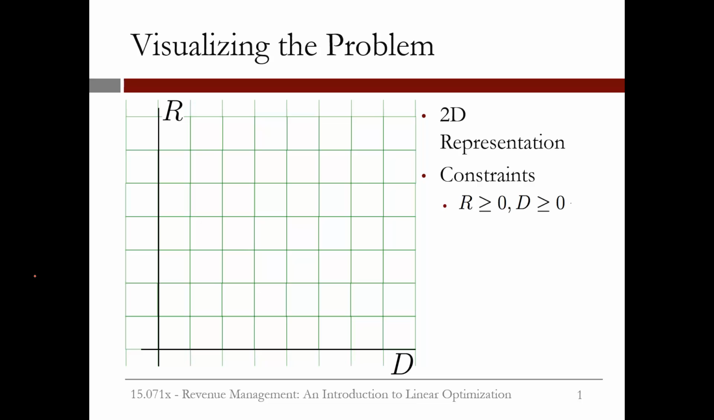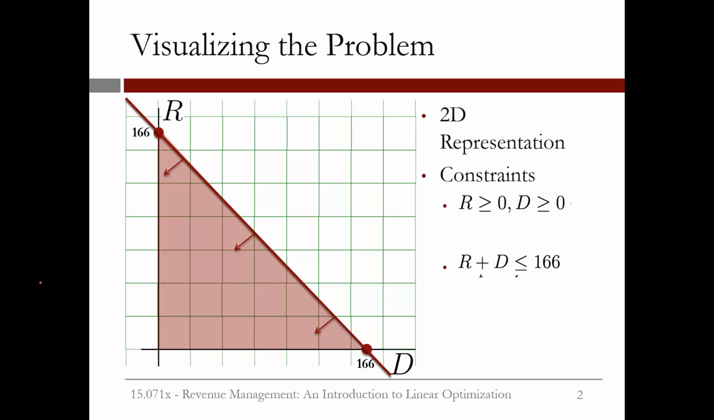We first have non-negativity constraints, so R and D are both greater than 0. We can plot the capacity constraint, R plus D less than or equal to 166, which is shown as the red line here. Our solution has to be to the left of this line according to this constraint.